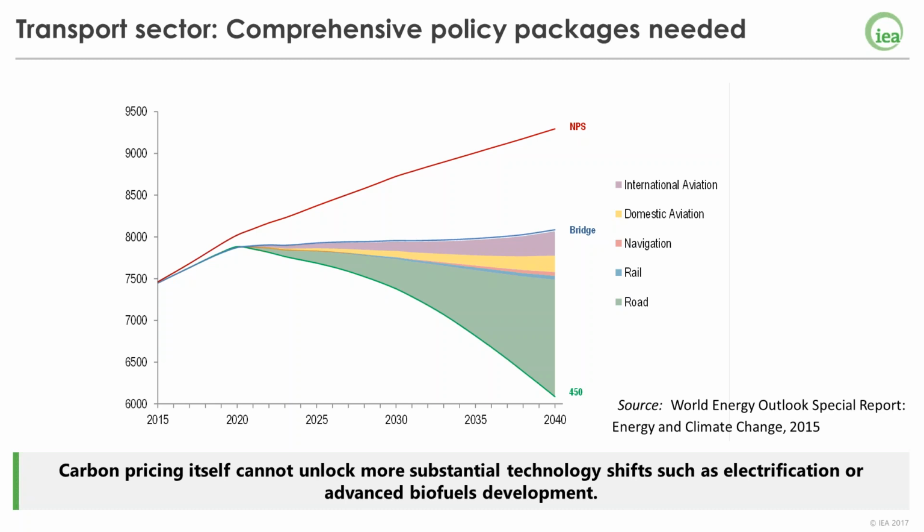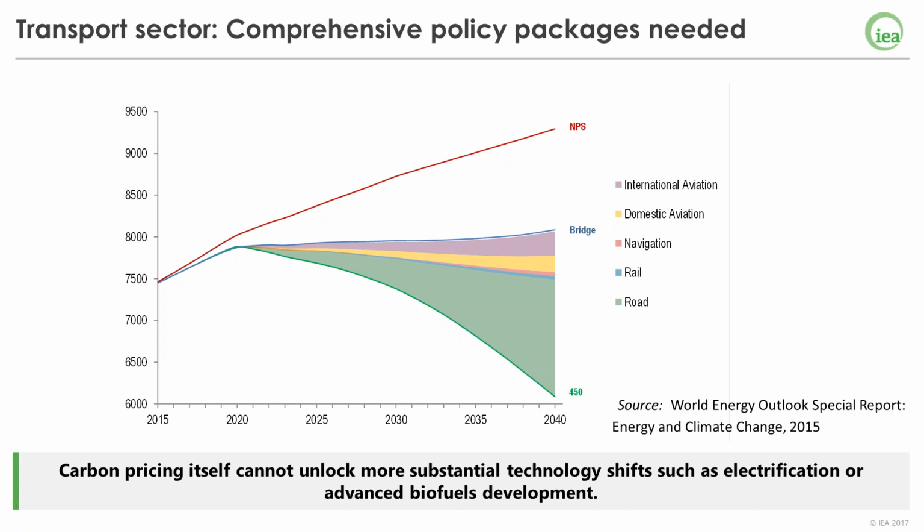We see that in 2040, 75% of transportation remains road-based, which is an important element to consider when designing policies, and therefore it still holds great abatement potential in 2040 and beyond. We find that pricing in the transport sector can play a synergistic role by moderating demand. It can compensate for rebound effects, but carbon pricing itself cannot unlock more substantial technology shifts such as electrification, advanced biofuel development, and other large-scale investments for transport infrastructure.